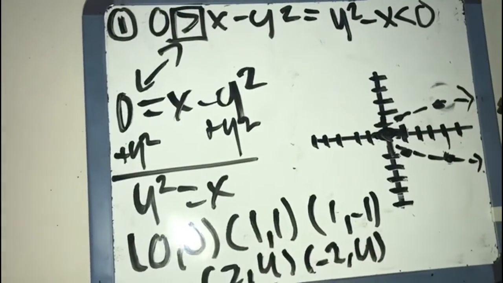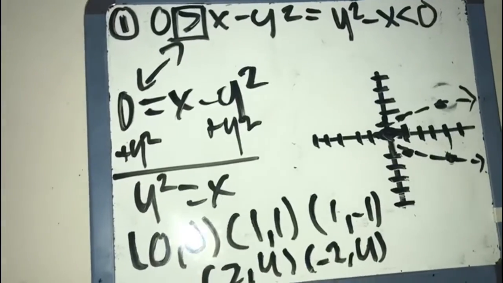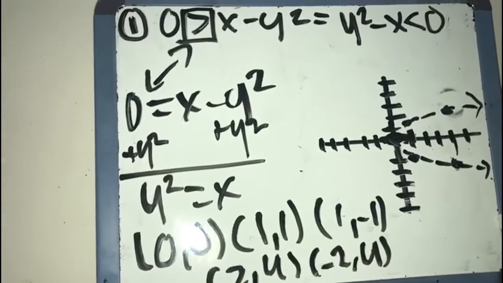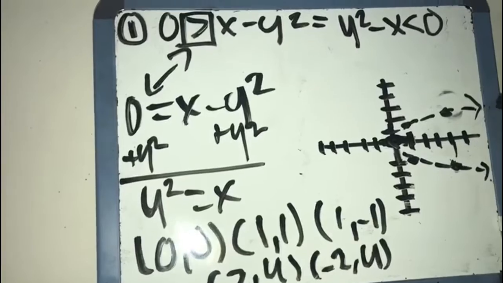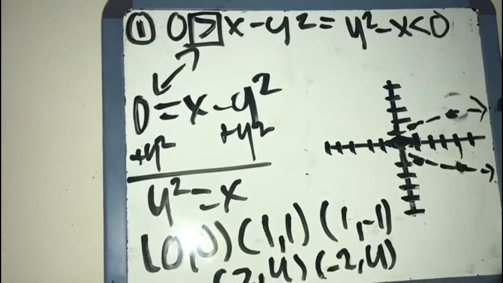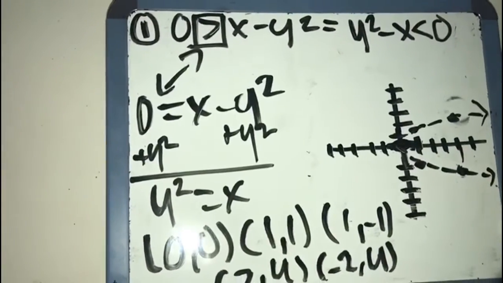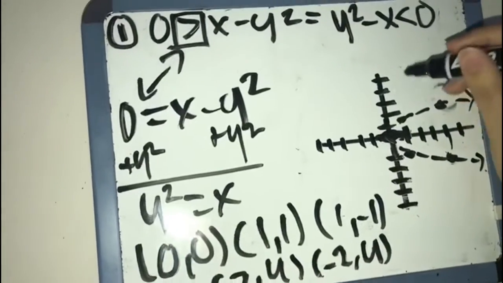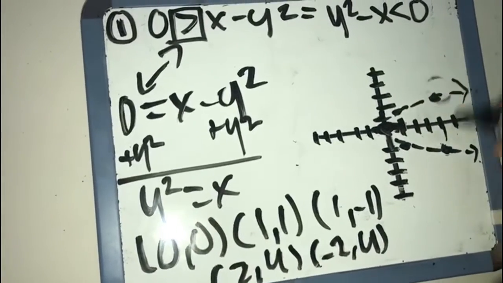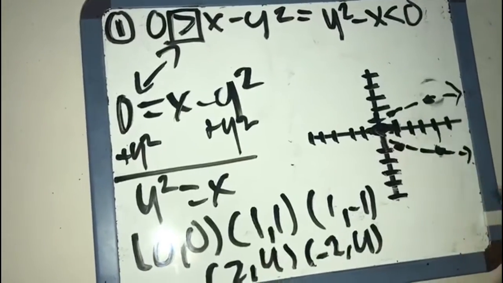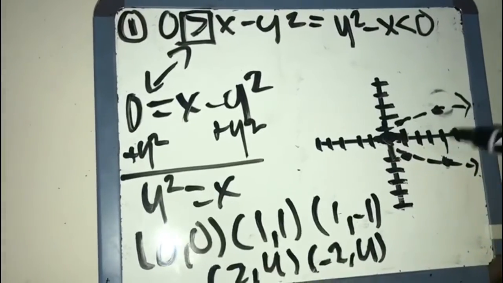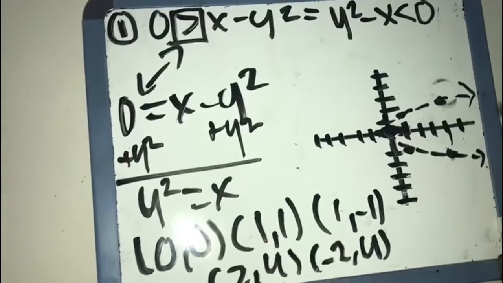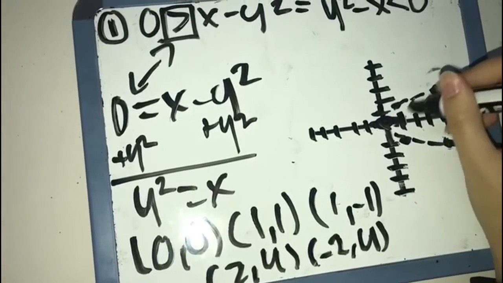Now we have to identify where to shade. The shading part is always based on the sign also. Since this is a greater than sign, that means we have to go on the right side to shade. But since there's a parabola and there's already a spot right here, we're just going to start shading over there.